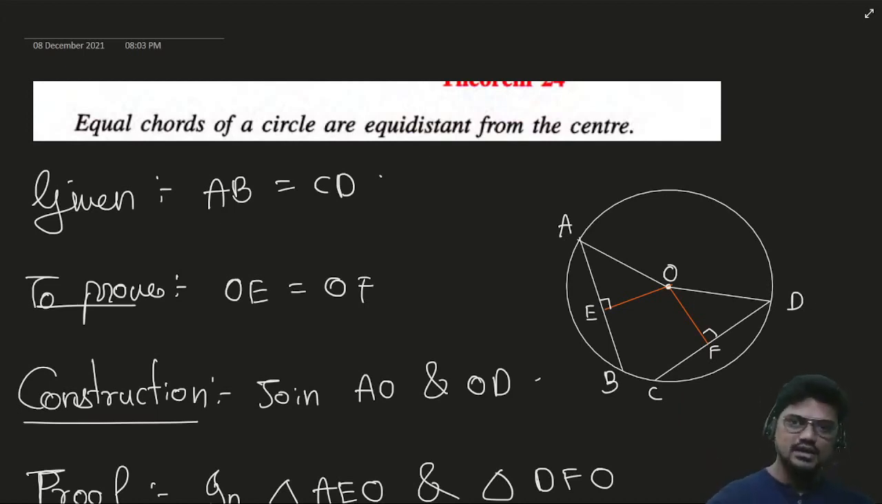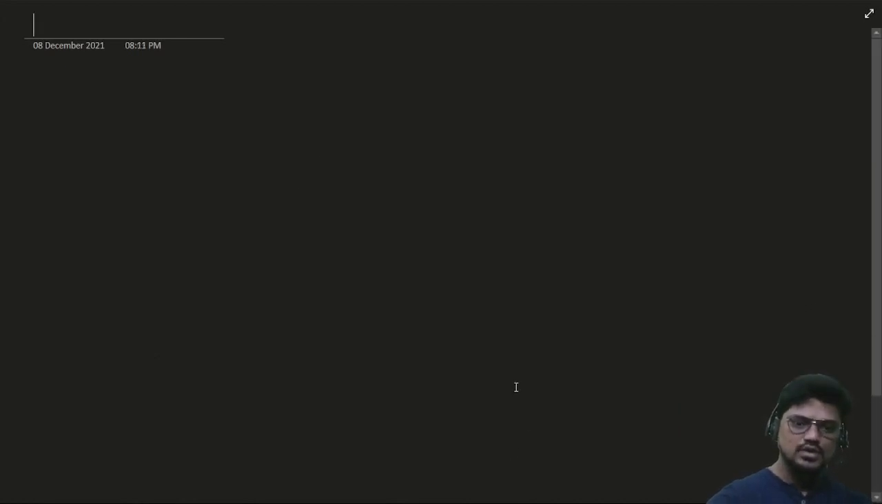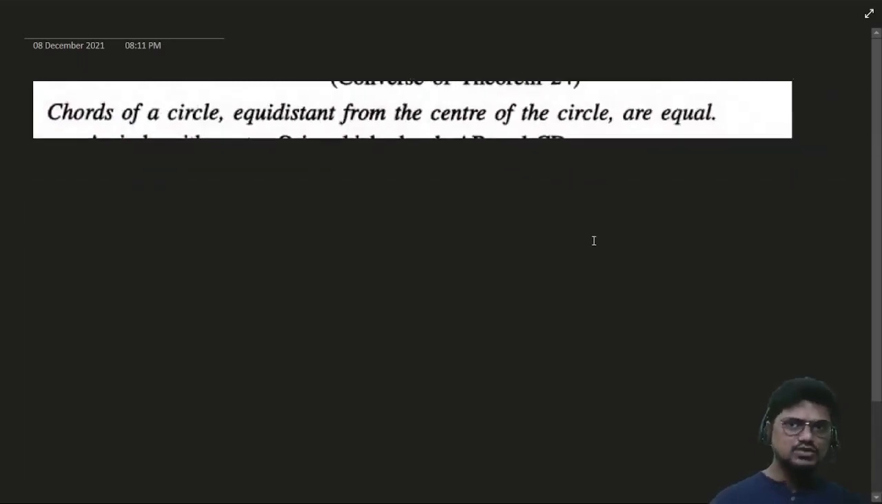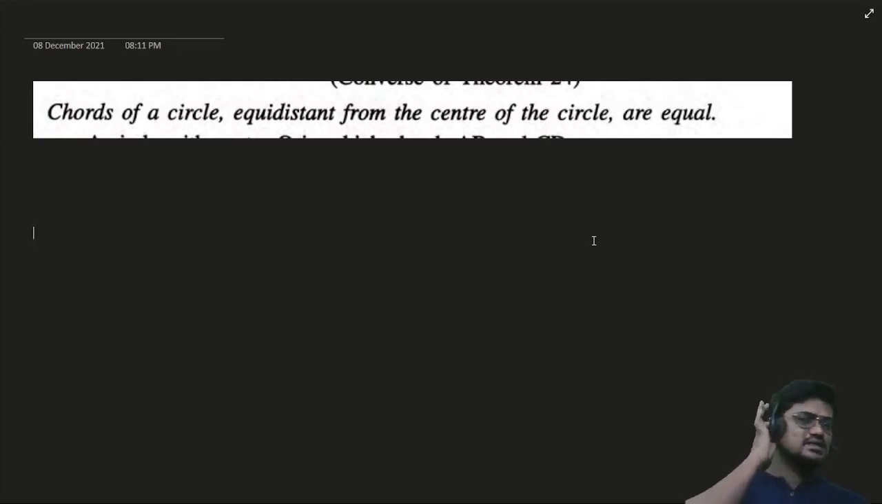Now again, the next theorem is just the converse of the same. Chords of a circle equidistant from the center are equal. What they are saying is, if there are two chords which are equidistant from the center, that means the two chords are equal in length. Understood? This is again a theorem, so you have to prove it.